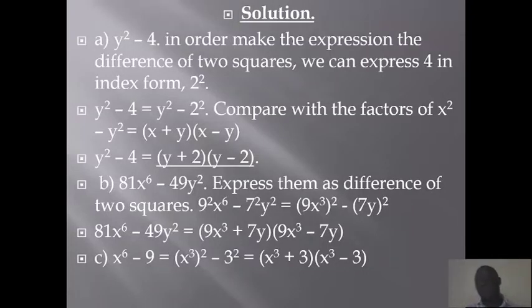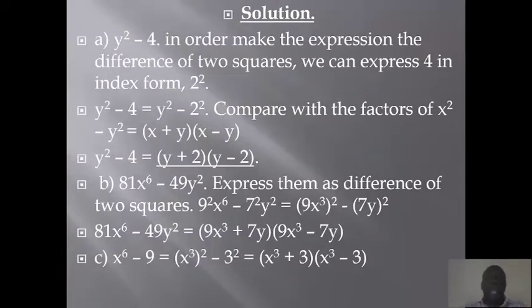Now for B, we still do the same thing. The one for B is a little bit complex because the numbers are just scattered. Now we have something like 81x raised to the power of 6. So now we want the two sides to be power of 2. So how can you make this compound term have an index of 2? The first thing we need to do is to express 81 and 49 in power of 2.